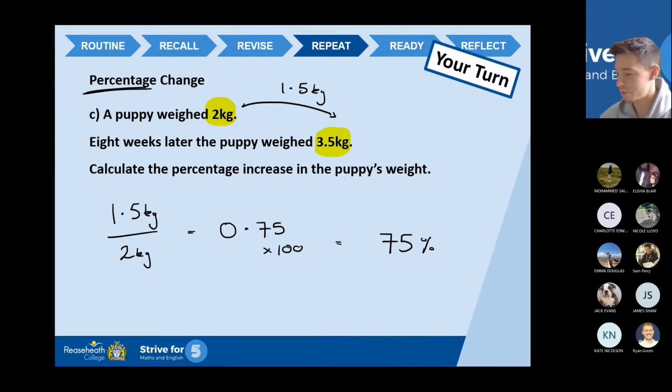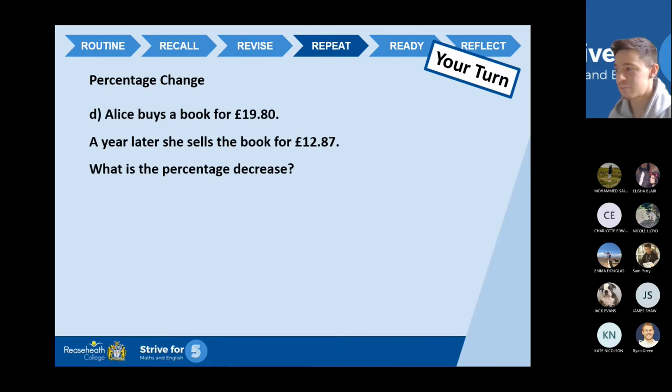And then the last question, 99% sure this would appear on a calculator paper, given the fact it's got some juicy decimals involved. We've got Alice, and she buys a book. She buys it originally for £19.80. A year later, she sells the book for £12.87. What is the percentage decrease?